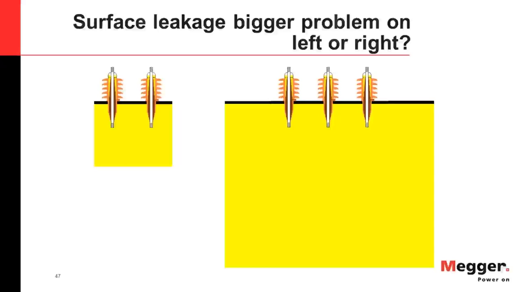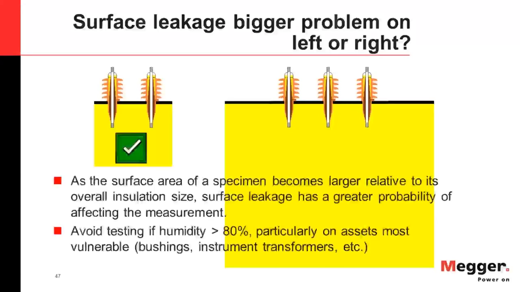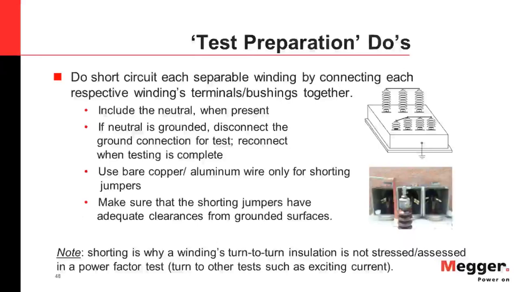And finally, our last test preparation do is to short circuit each separable winding by connecting each respective winding's terminals or bushings together. If that winding includes a neutral, make sure you short that together with its other bushing terminals. And if that neutral is grounded, disconnect the grounded connection for test purposes. Just remember to reconnect the neutral connection when the testing is complete. Use bare copper or aluminum wire only for shorting jumpers, and make sure that the shorting jumpers have adequate clearances from grounded surfaces. And this may be tricky in some cases.